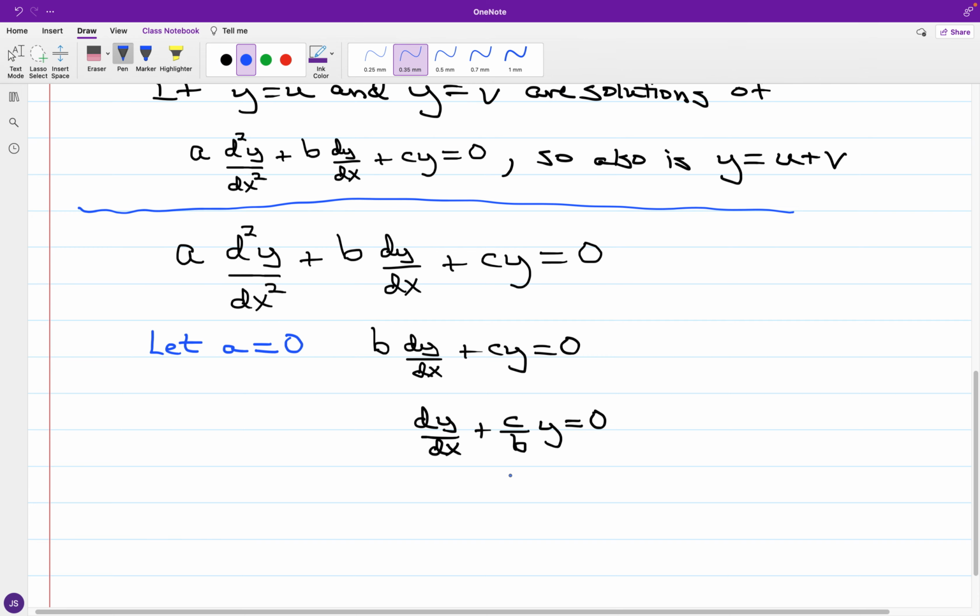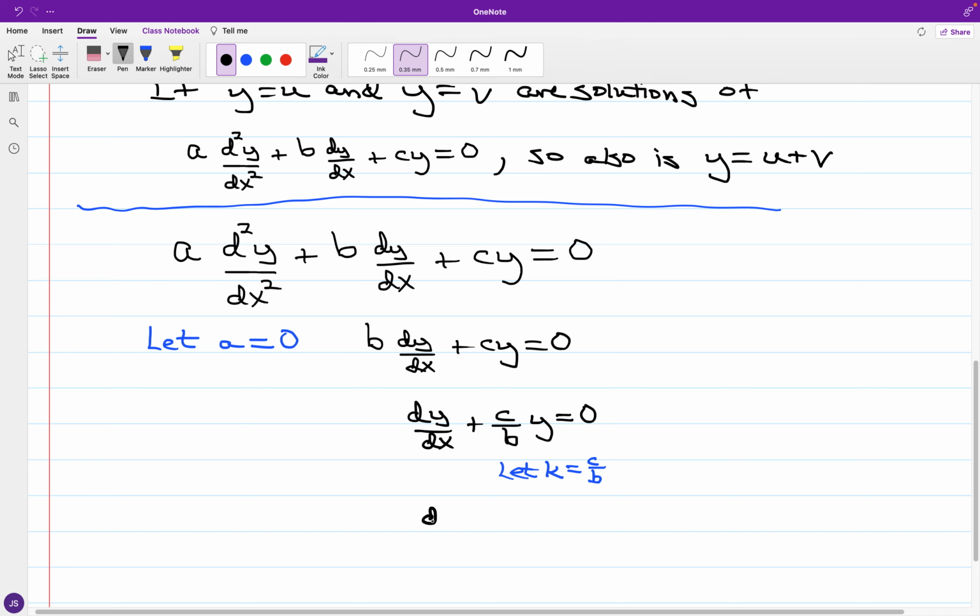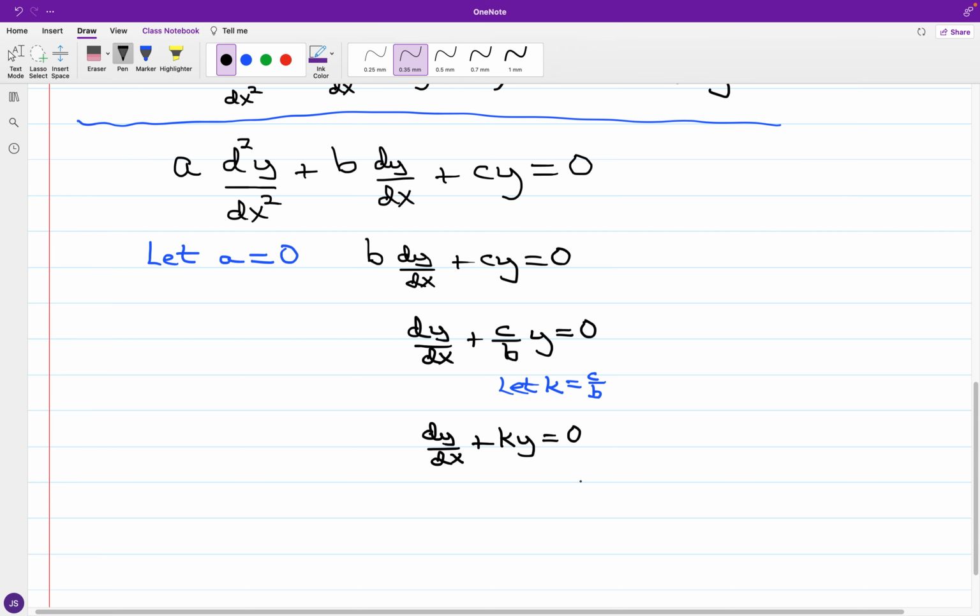And if we let, say, a variable k be equal to c over b, well, we can rewrite this equation, whereupon we will have dy over dx plus ky is equal to 0. And for this first order differential equation, just like the very first equations, we can solve by separating the variables.